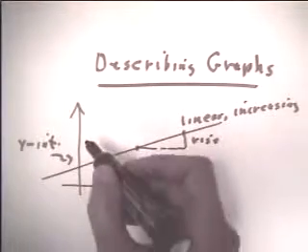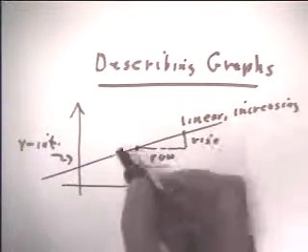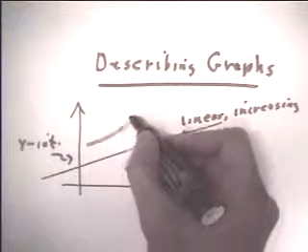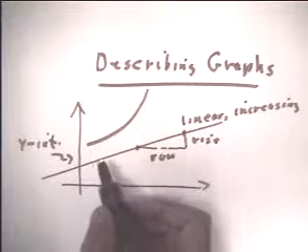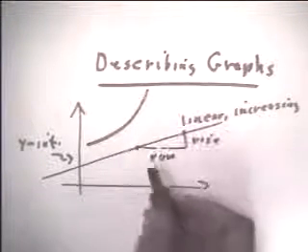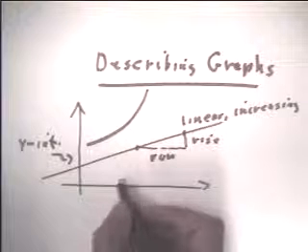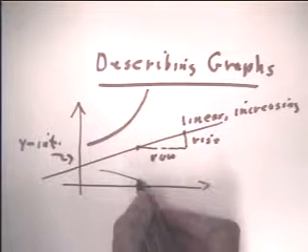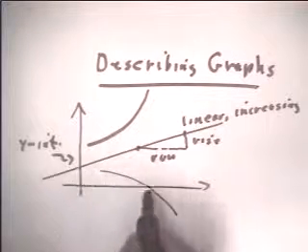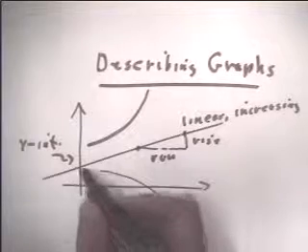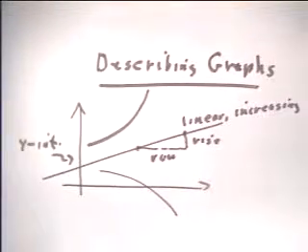Now there are other behaviors a graph can have. Not every graph is linear. Some things increase faster and faster. We might say this is increasing at an increasing rate. We also say that it's concave up. Or we might have a graph that's decreasing faster and faster. We might say it's decreasing at an increasing rate, or we might say that it's decreasing and concave down.